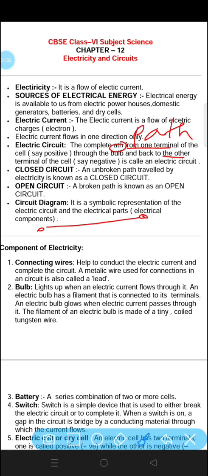For example, a closed circuit is an unbroken path traveled by electricity. If there is no obstacle in between in this electric circuit, then it is called a closed one. And if it is broken, a broken path is known as an open circuit.